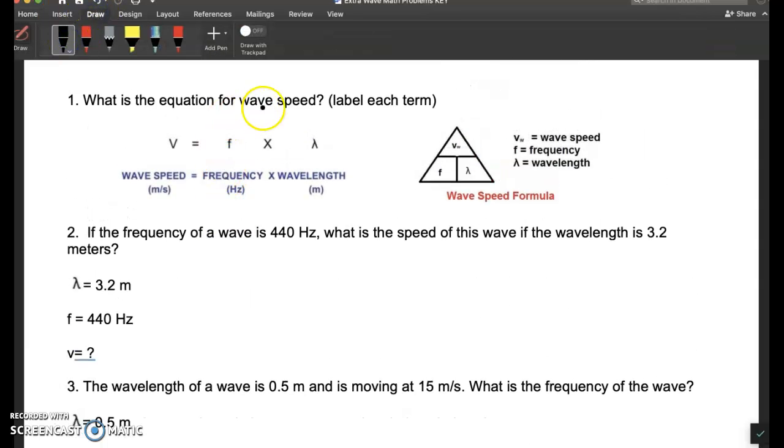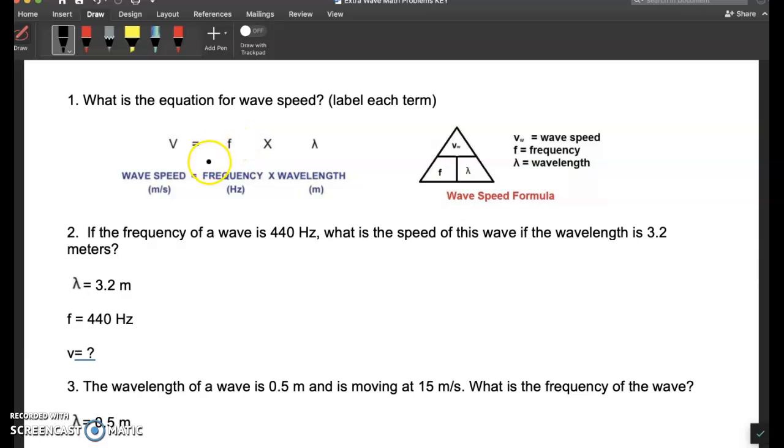So what we have here, equation for wave speed. Wave speed is v. You also see vw for wave speed. Frequency is f. Wavelength is lambda. Units: wave speed, meters per second. Frequency is hertz, and wavelength is meters.